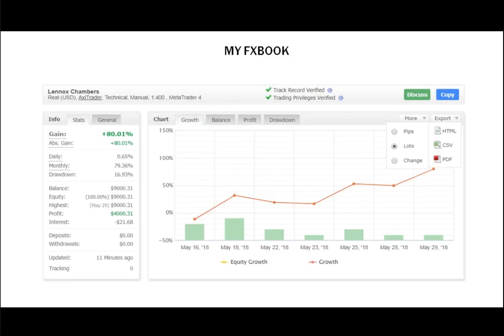This is the recent print-off from MyFX book showing Lennox's results for the month of May, the month that just passed. Starting May 16th, you can see a nice uptrend with his results all the way up to May 29th of last month. He started off with $5,000, and in short order during the month of May, he ramped that up to $9,000 for a profit of a little over $4,000. The gain, 80% in 1 month. That's just absolutely phenomenal. Again, if you're interested in the link for MyFX book, we can get that to you at some point. That's no problem.